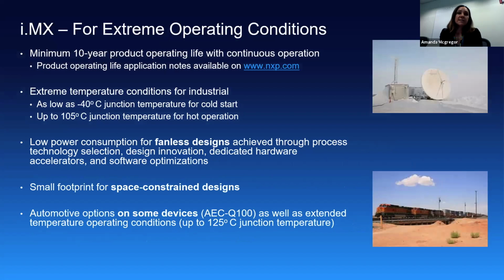We have products that cover extreme operating conditions, and what that means is being able to run a product for a minimum of 10 years of continuous operation. We call that our industrial operating mode. We have application notes on nxp.com that describe these different operating modes and how you can extend the life of your product, not longevity of supply, but the actual lifetime of your product running in its application.